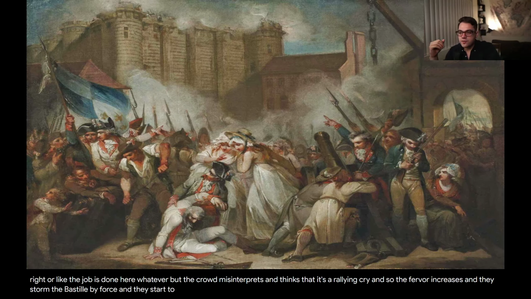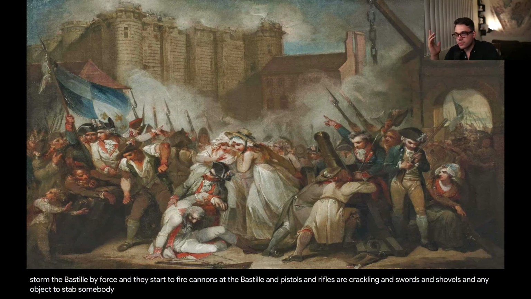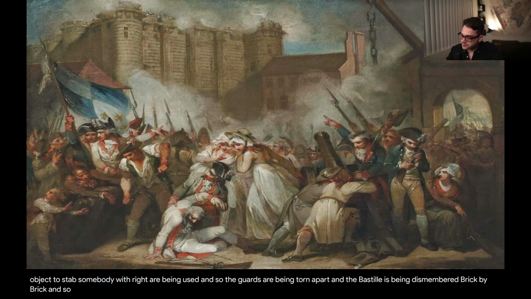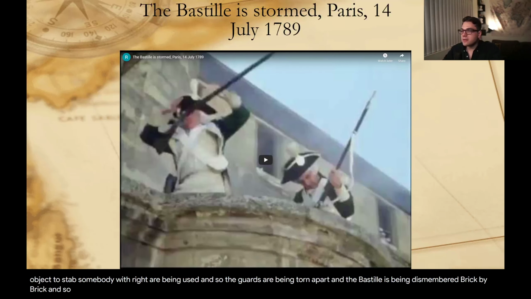And they start to fire cannons at the Bastille. And pistols and rifles are crackling, and swords and shovels and any object to stab somebody with, right, are being used. And so the guards are being torn apart, and the Bastille is being dismembered brick by brick. And so truly they have taken down, right, this huge symbol of the monarchy.